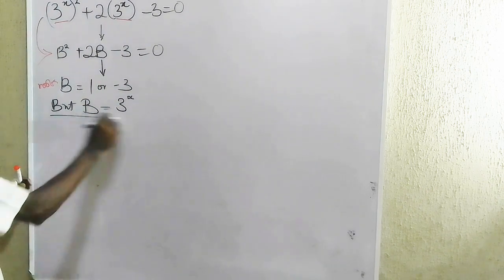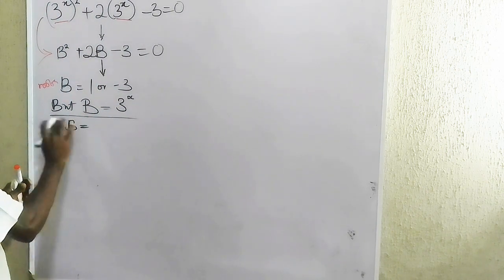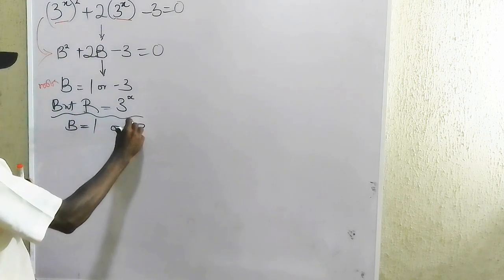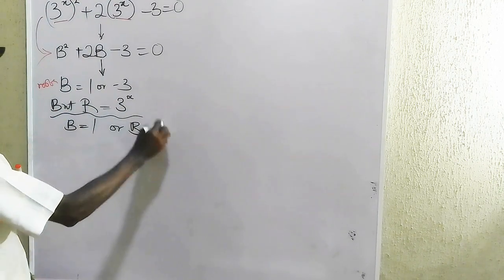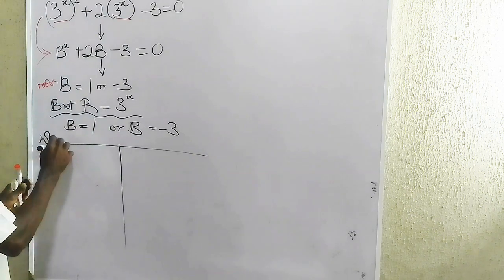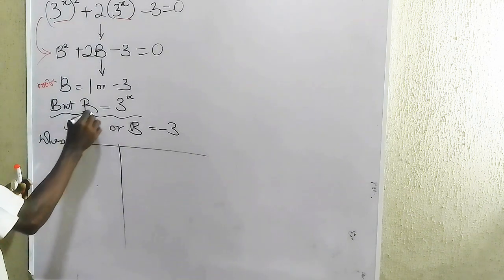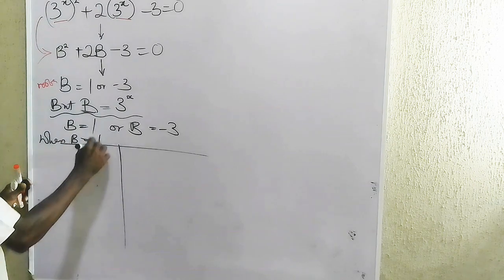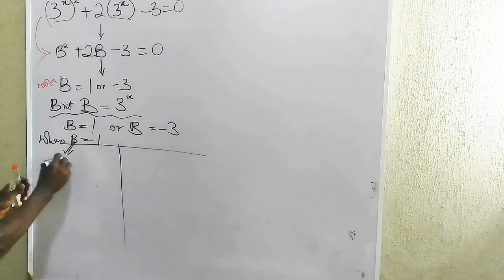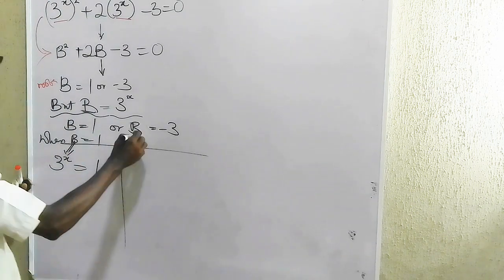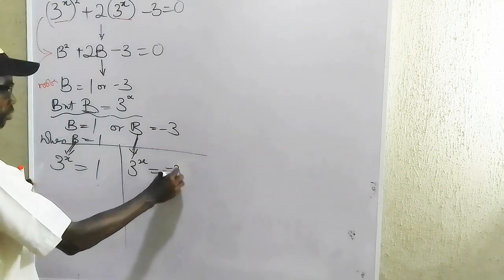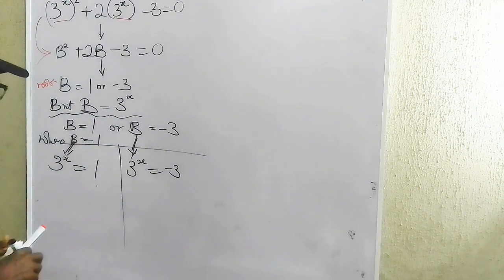Now, first thing is we know that b equals 1 or b equals minus 3. Now, let's look at the two cases quickly. When b equals 1, b is already what? 3 raised to power x equals 1. In this case, b is what? 3 raised to power x equals minus 3. So how do we go about this?